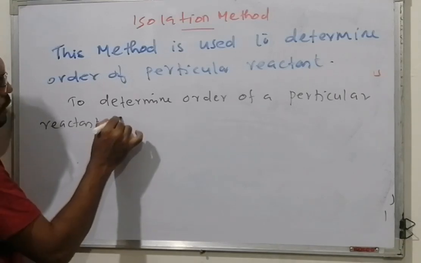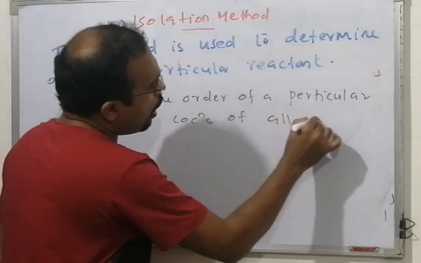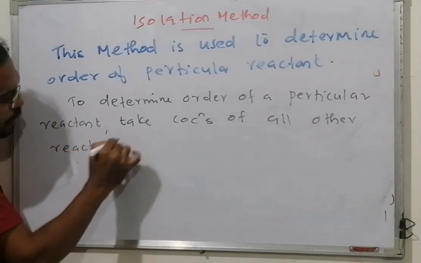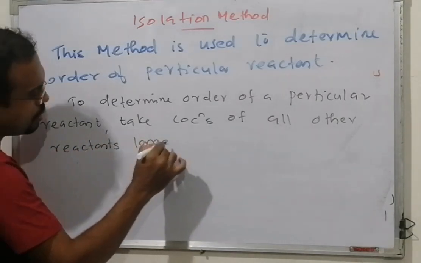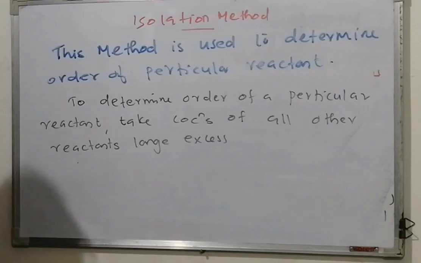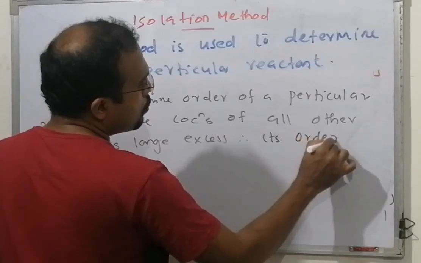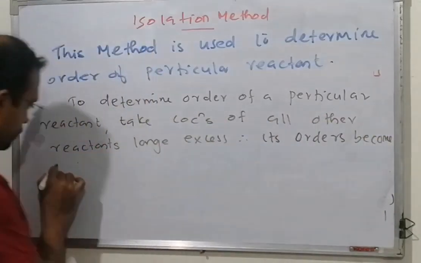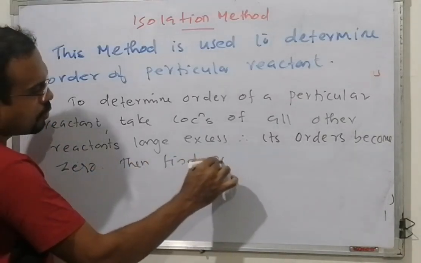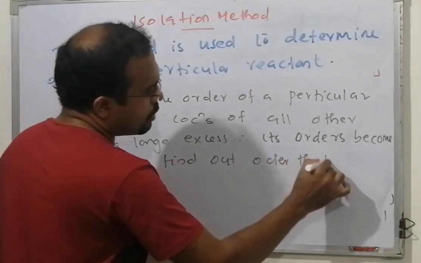Okay. Take the concentrations of all other reactants in large excess. Therefore, their orders become 0. Then find out the order of that particular reactant.